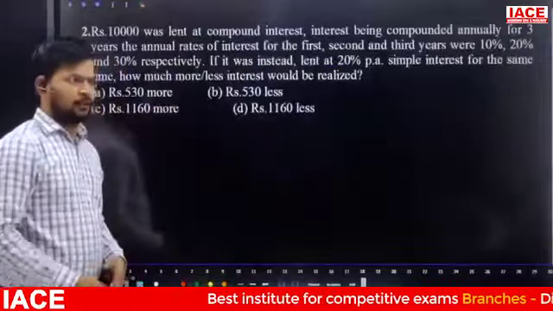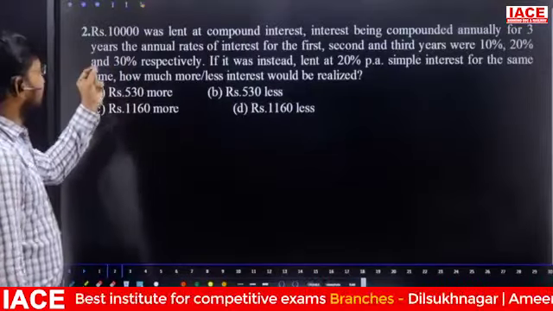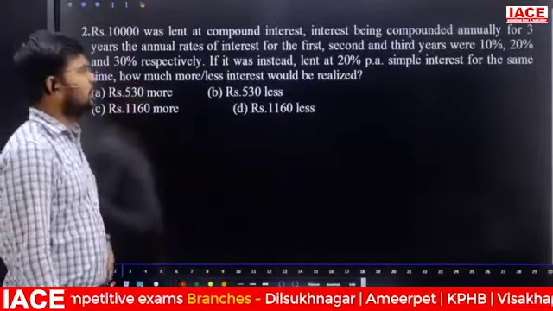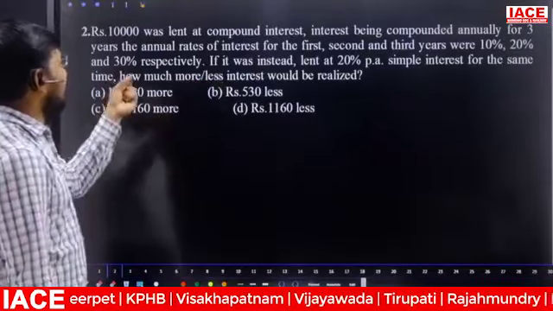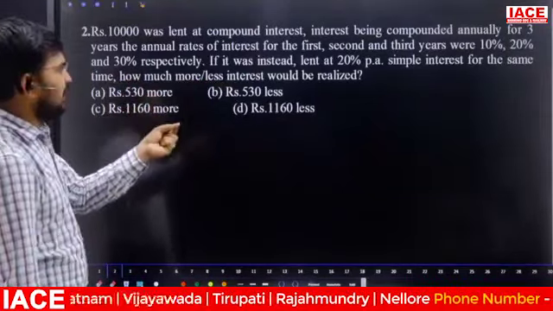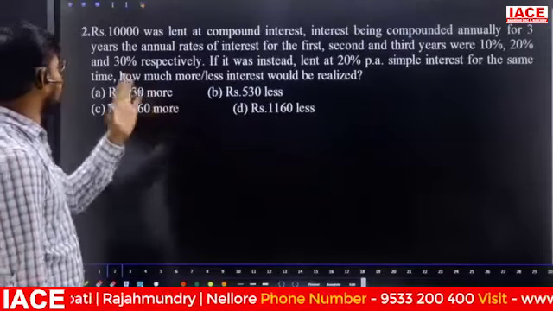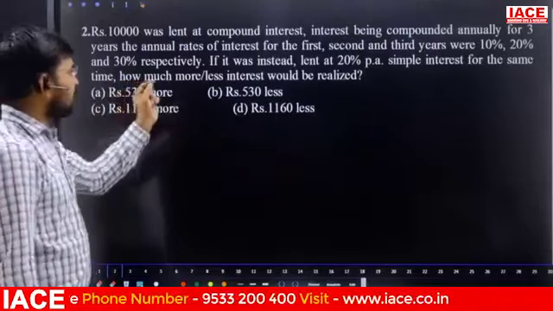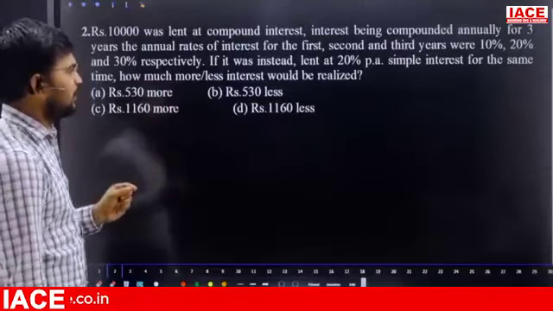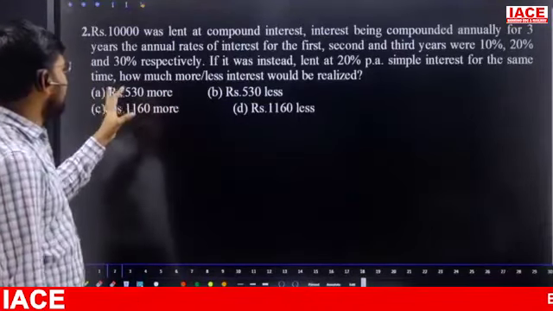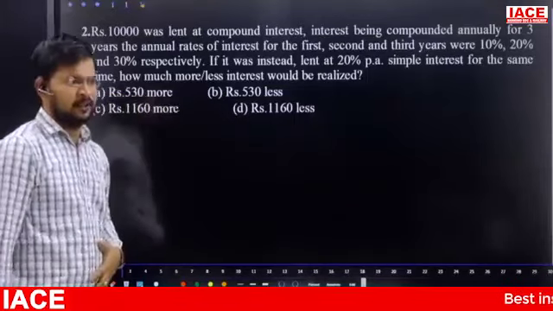So read the second question, amma. Rupees 10,000 was lent at compound interest, interest being compounded annually for 3 years. The annual rates of interest for the first year, second year, and third year were 10%, 20%, 30%. If it was instead lent at 20% per annum simple interest for the same time, how much more or less interest would be realized?